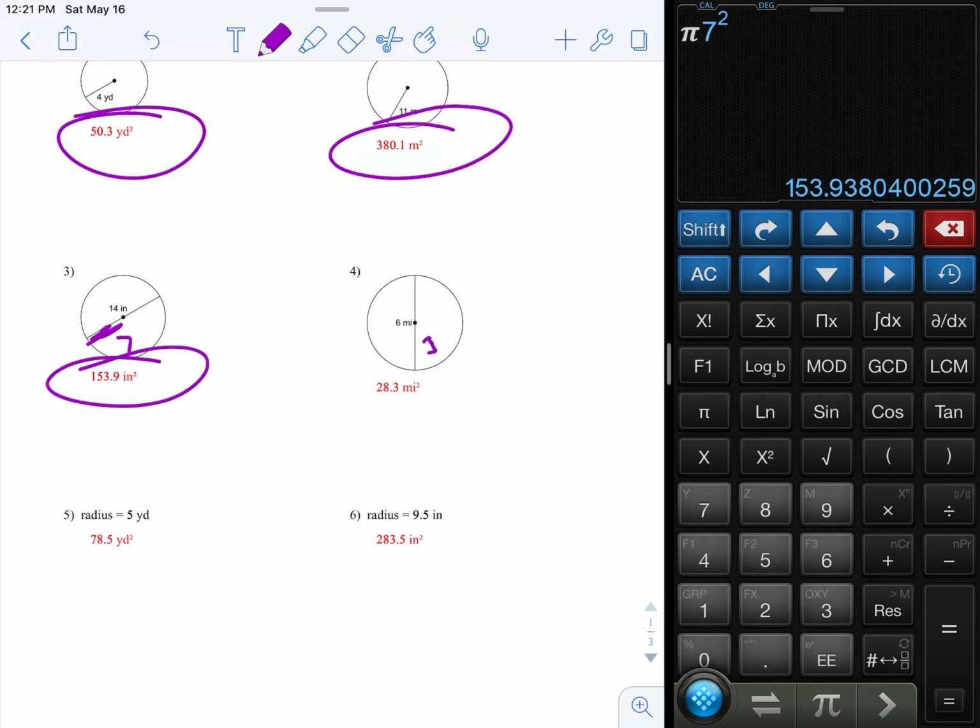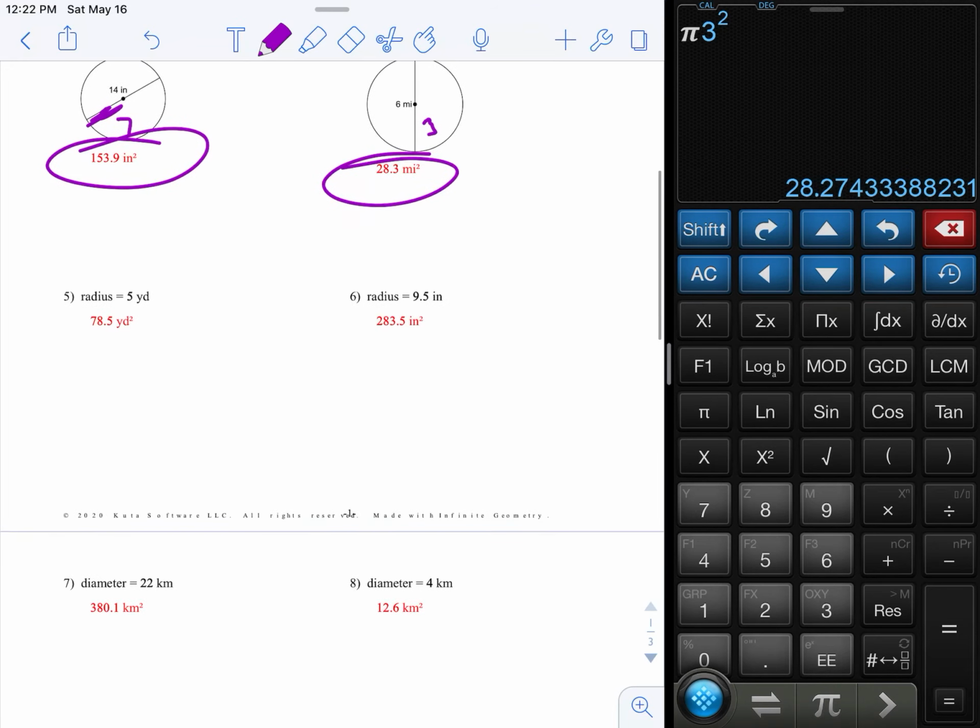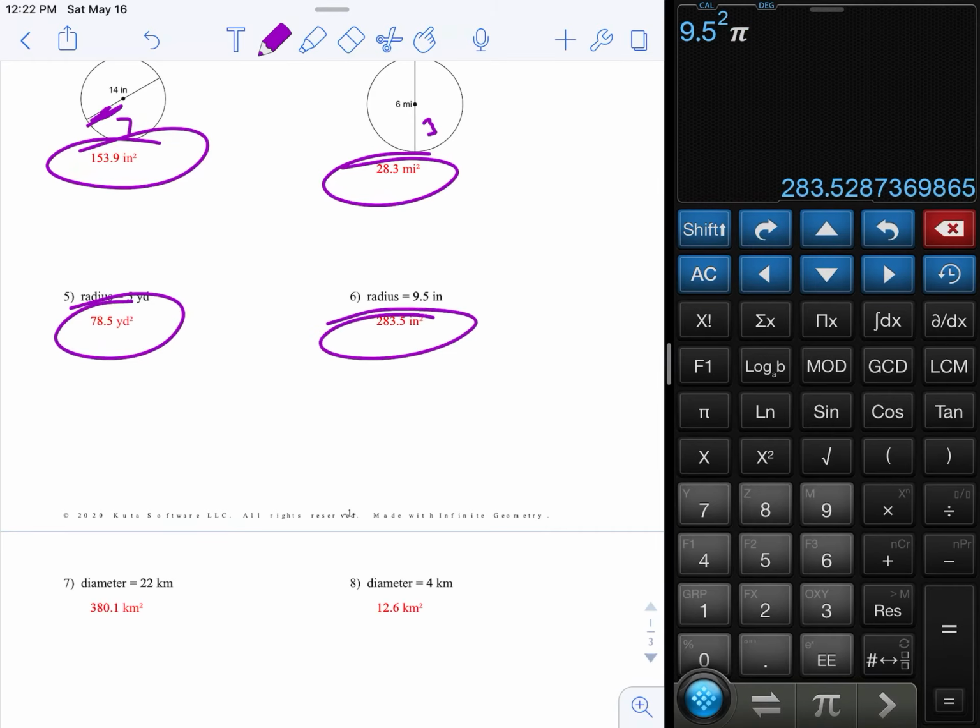Again, you got to cut this one in half. I gave you a sum of each. Okay. All right, you don't need a picture. Same thing, 5 squared pi. The order doesn't matter. If you put pi last or pi first, it doesn't matter. Just don't do pi squared. R squared, okay? 9.5 squared pi. Right there.